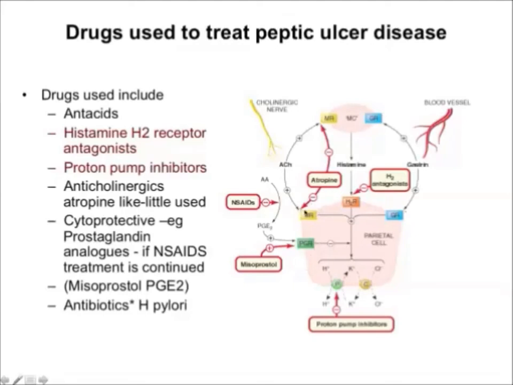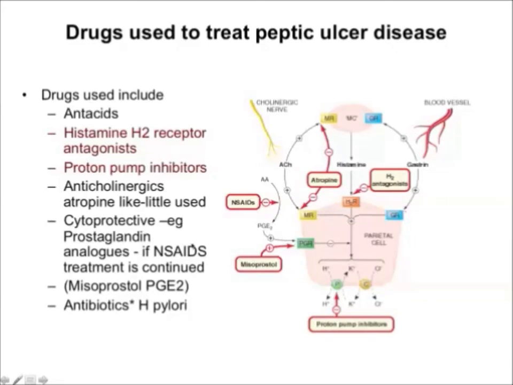You can use drugs such as atropine that reduce parasympathetic input by blocking the muscarinic receptors, but these have too many side effects, and these are not the first line treatment. Another treatment which is also used a lot over the counter is the histamine H2 antagonists, and they block the histamine receptors and therefore reduce stimulation of the proton pump.